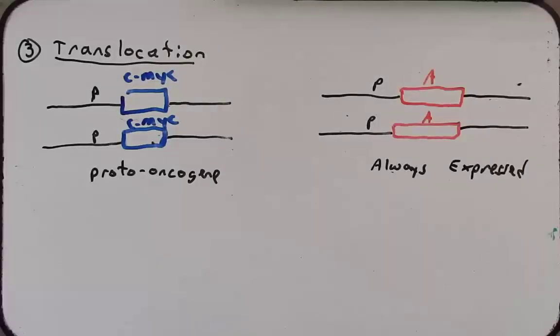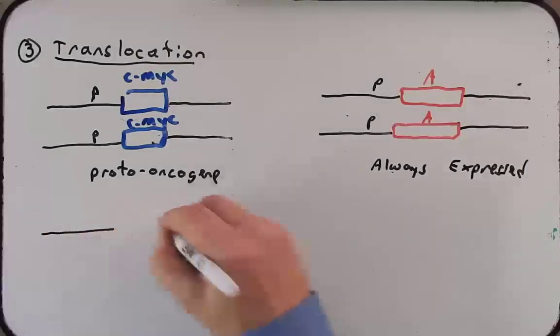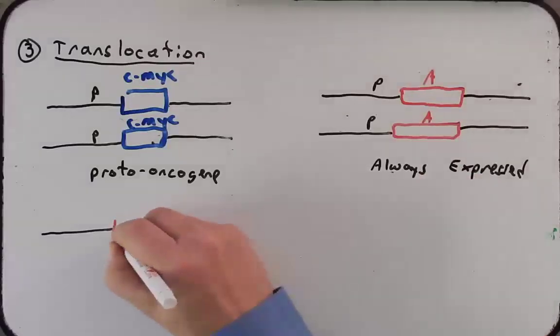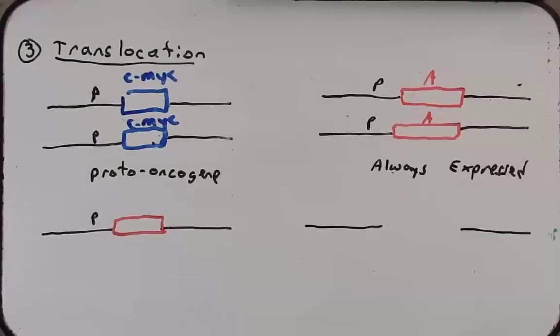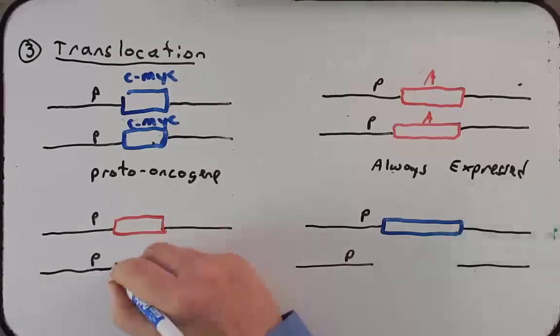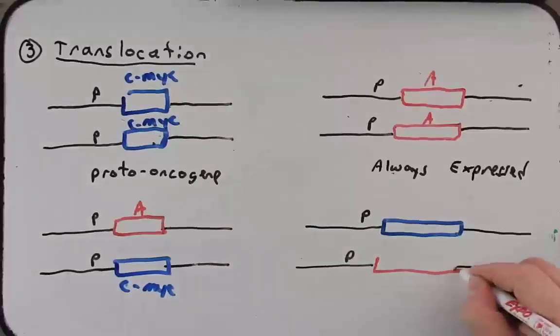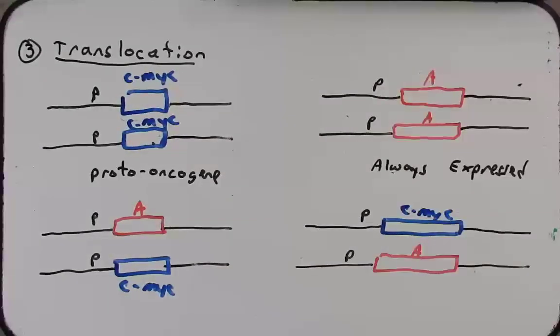Now, translocation can occur, and in this translocation, what's going to happen is this gene A here, that's always expressed, is going to move over here, and the proto-oncogene c-MYC is going to be translocated over here. The other copy is just fine. No translocation occurred. So c-MYC is still here on this other allele, and the A gene is still here on this allele. So how can this cause a problem?